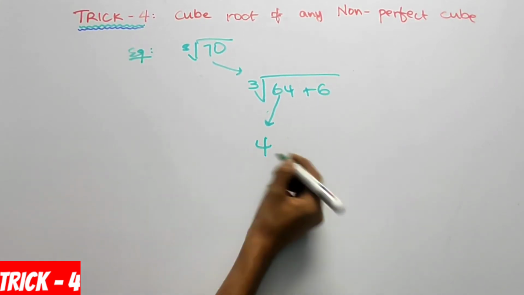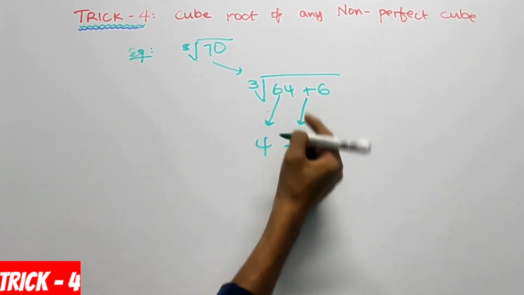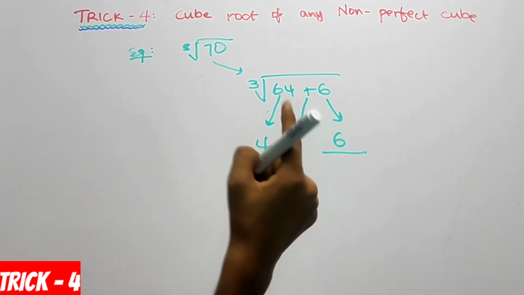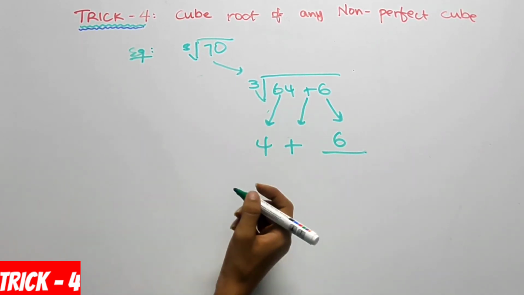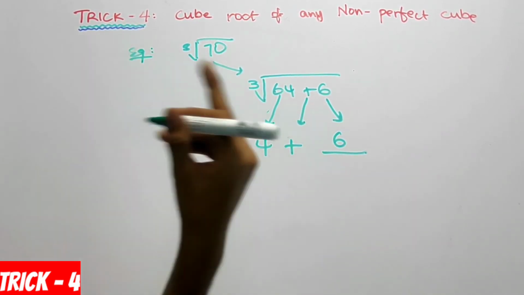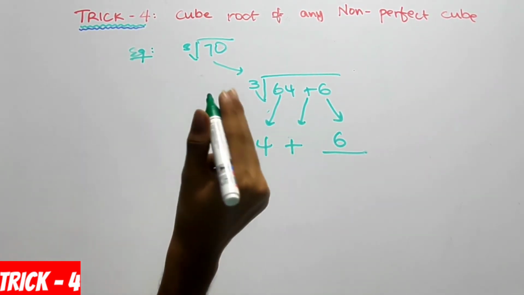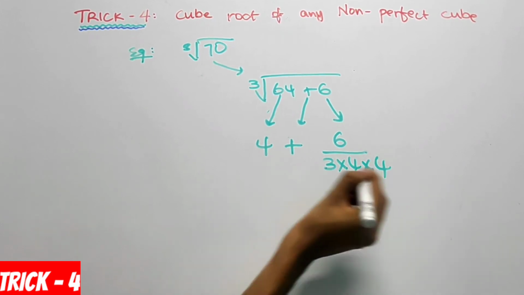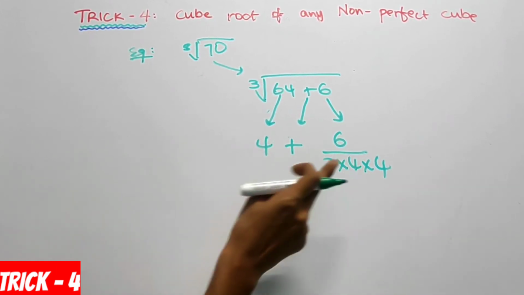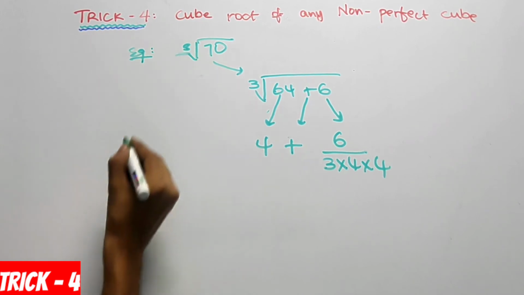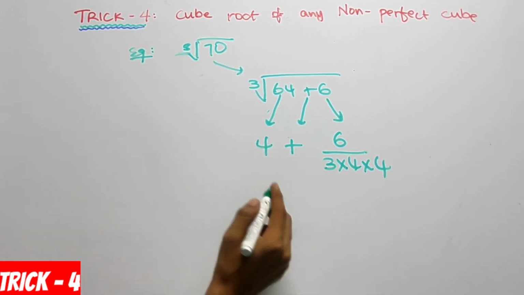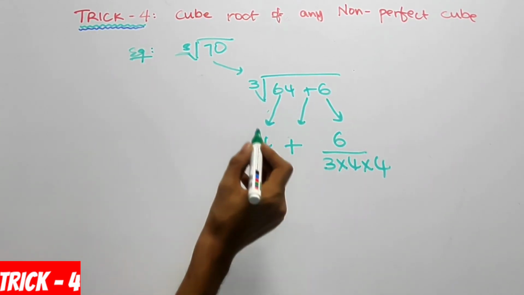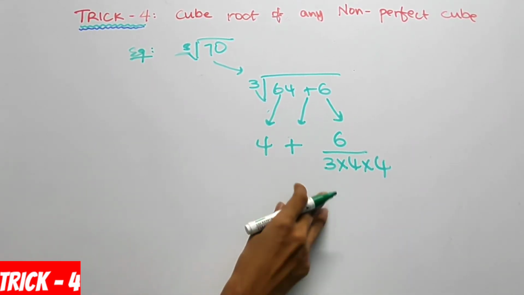So 4, bring the positive sign down, so 4 plus 6 also you can bring it down, divided by, now what you have to do is change this. In the previous trick we had multiplied by a 2 in that place, but in this trick we just have to multiply it with a 3. So 3 into 4 into 4, we multiply 4 twice, in the denominator. This is the fractional part, so the number we obtain is 4 plus 6 by 3 into 4 into 4.